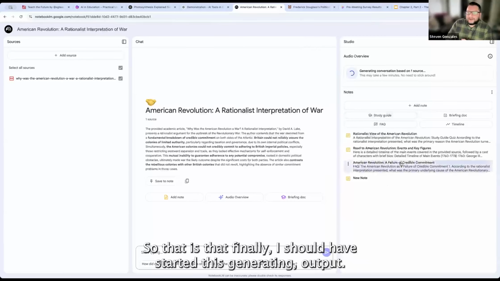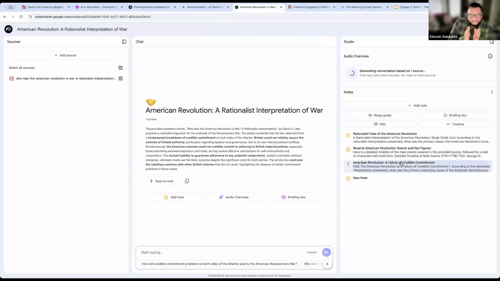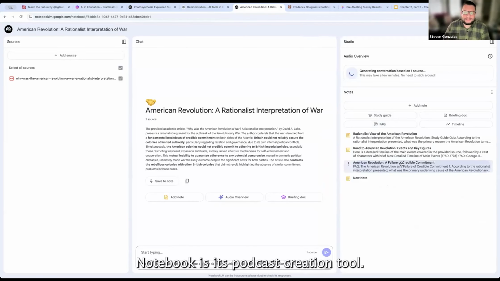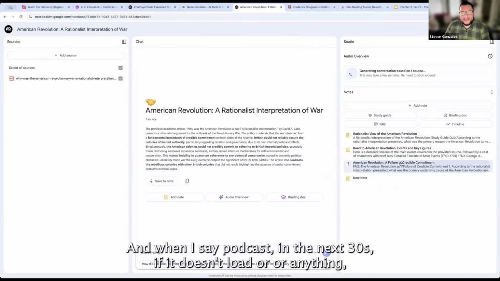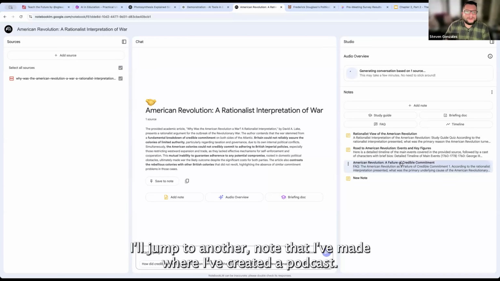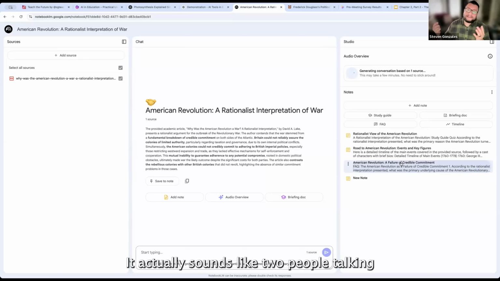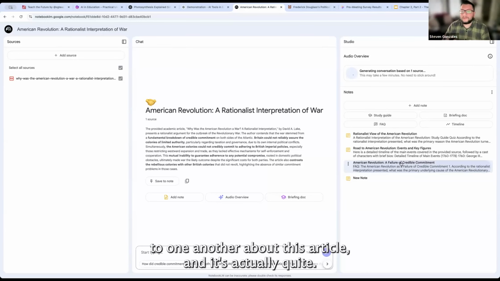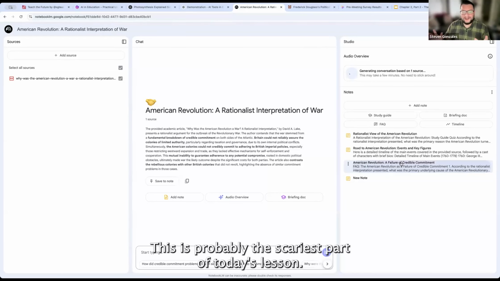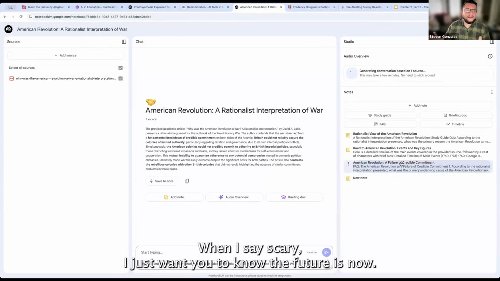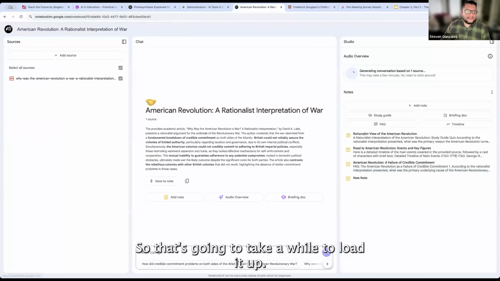Finally, I should have started this generating output. One of the unique features of Google Notebook is its podcast creation tool. And when I say podcast, in the next 30 seconds, if it doesn't load or anything, I'll jump to another note that I've made where I've created a podcast. It actually sounds like two people talking to one another about this article. And this is probably the scariest part of today's lesson. When I say scary, I just want you to know the future is now. So that's going to take a while to load up.